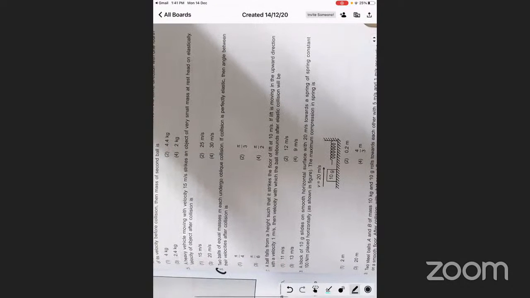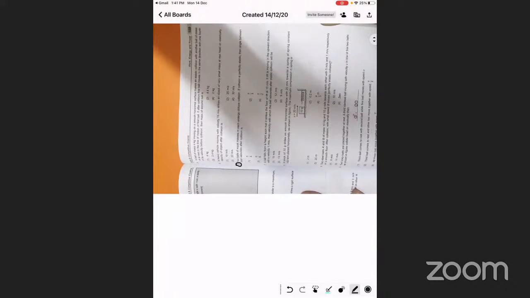Now you focus at question number 26. Two balls of equal mass undergo oblique collision. If the collision is perfectly elastic, then the angle between their velocities after collision. Yesterday we proved. Do you remember? If two balls of equal mass undergo oblique collision, if collision is perfectly elastic, then angle between their velocities after collision is pi by 2.